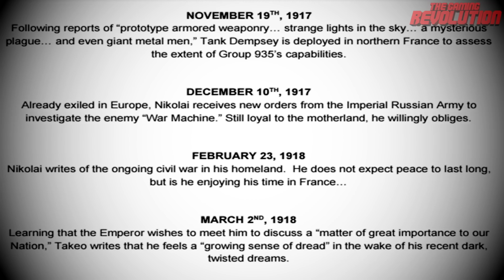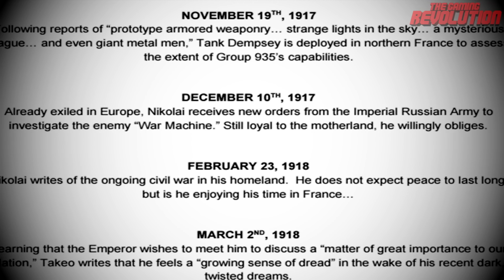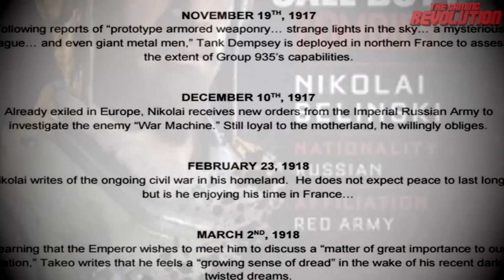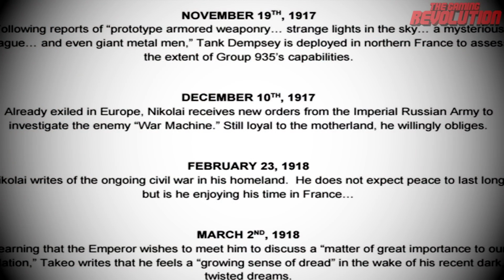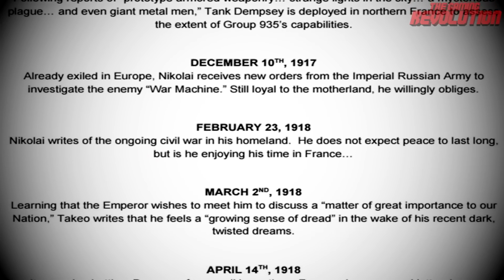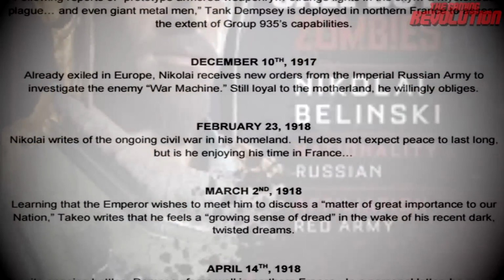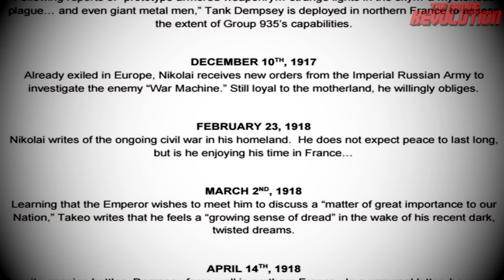On December the 10th, 1917, already exiled in Europe, Nikolai receives new orders from the Imperial Russian Army to investigate the enemy war machine. Still loyal to the motherland, he willingly obliges. On February the 23rd, 1918, Nikolai writes of the ongoing civil war in his homeland. He does not expect peace to last long, but he is enjoying his time in France.